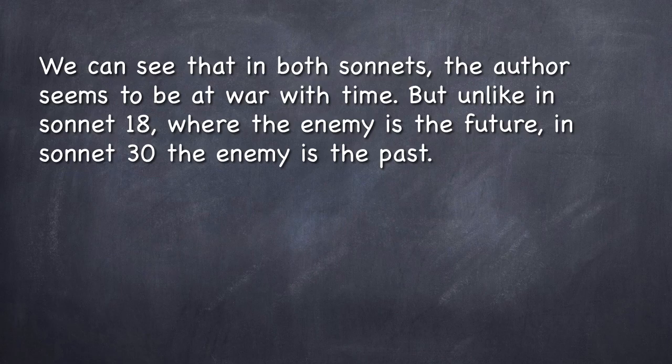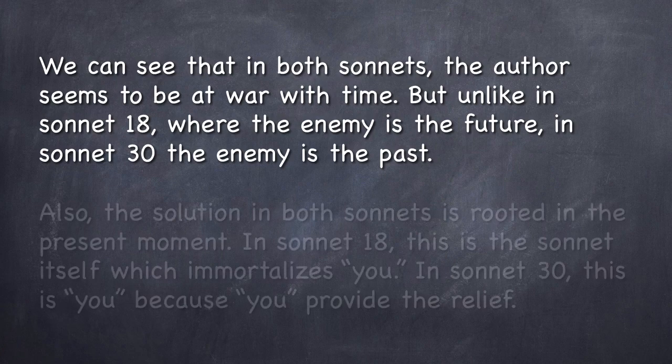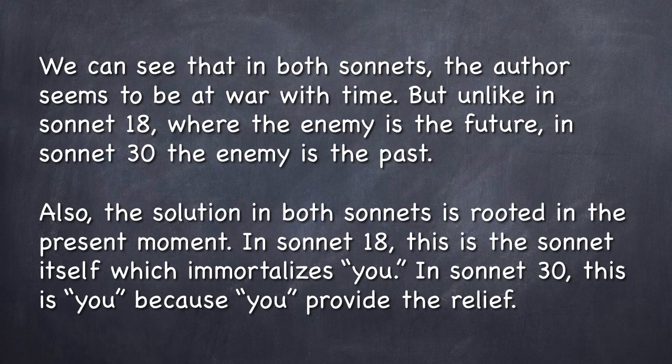Now, we can see that in both sonnets, the author seems to be at war with time. But unlike in Sonnet 18, where the enemy is the future, in Sonnet 30, the enemy is the past. See, now we have identified a difference, but the similarities are very important and apt for a good synthesis. Also, the solution in both sonnets is rooted in the present moment. Very interesting. That's another similarity. It's something that unites these 2 sources. In Sonnet 18, this is the sonnet itself, which immortalizes you. Now in Sonnet 30, this is you, because you provide the relief.